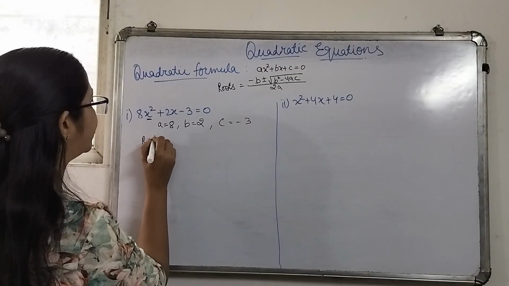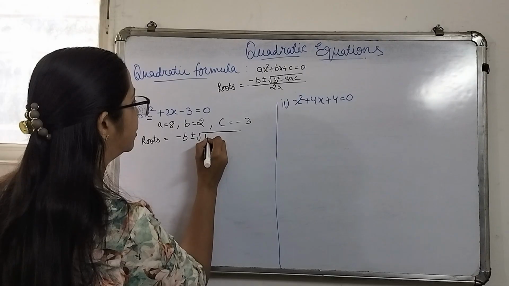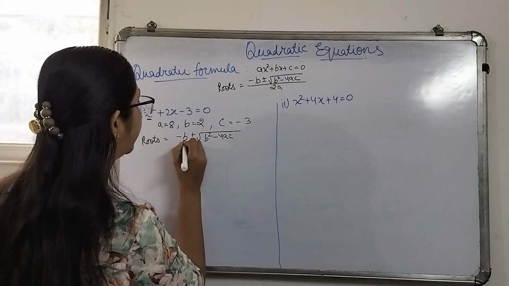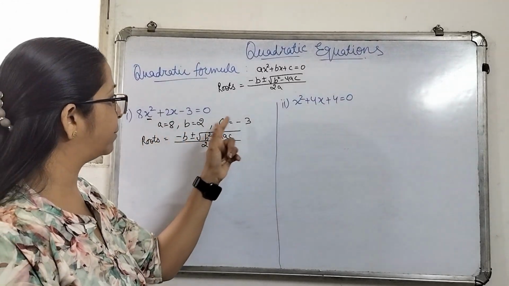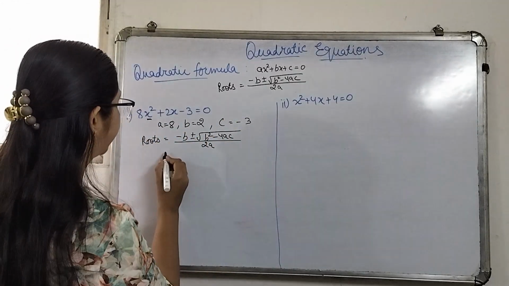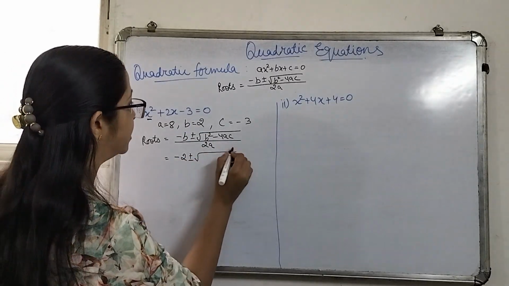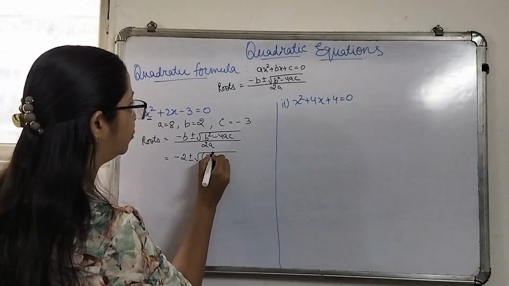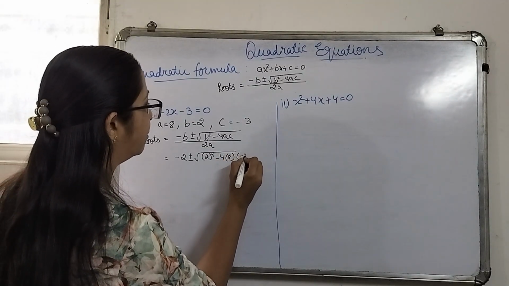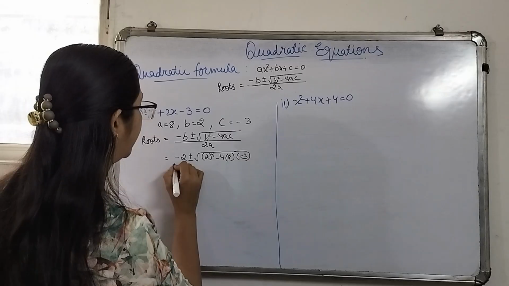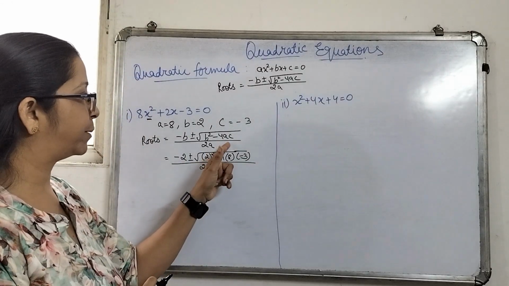For finding roots, we will use the quadratic formula, that is minus b plus minus root of b square minus 4ac upon 2a. Now we keep the values of a, b, c in the formula. The value of b is 2, so minus of 2 plus minus the square of 2 minus 4, the value of a is 8 and the value of c is minus 3, upon 2a, the value of a is 8. So we have kept the values of a, b, c.